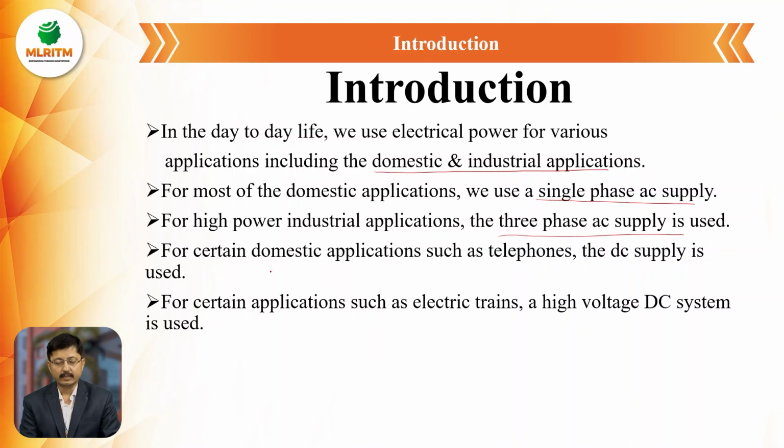Certain domestic applications such as telephones use DC supply. So for certain applications we require DC also, and there we can convert AC to DC with the help of rectifiers. For certain applications such as electric trains, a high voltage DC system is used. This is one application we can see here.